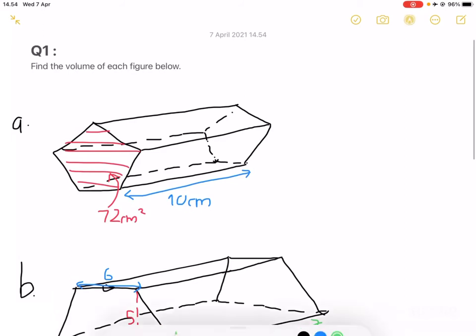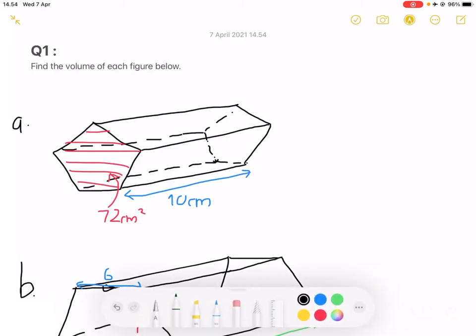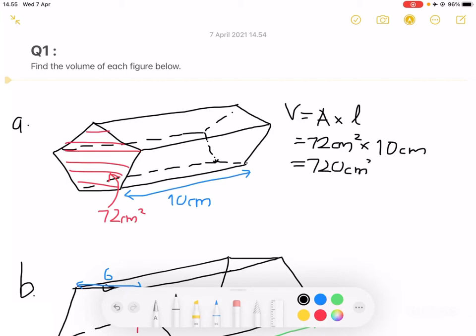The first one is very easy, because knowing that the volume is equal to the area of the base times the length extended, and the area of the base is already given, which is 72 centimeters squared, and the length extended right here is 10 centimeters, which in total will be 720 centimeters cubed.